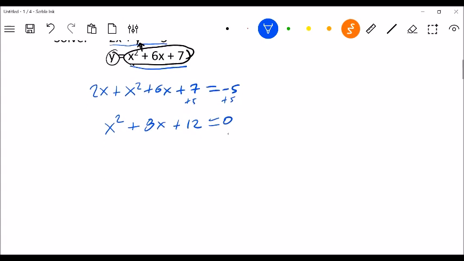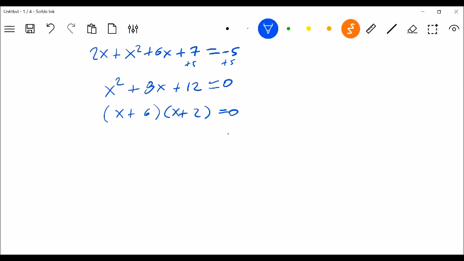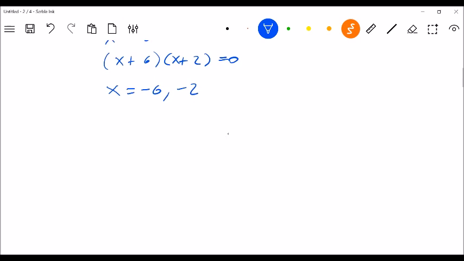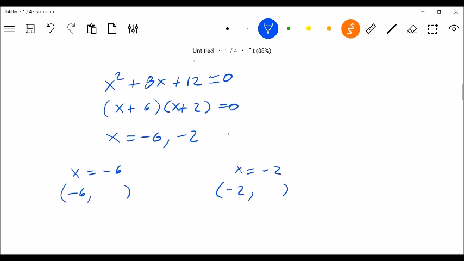We have a normal quadratic. We can factor this to x plus 6 and x plus 2 equals 0. What this does for us, it gives us 2 answers for x. Subtract 6 from both sides, subtract 2 from both sides, so we have 2 separate solutions here. The problem is now to find the y's that go with it. So what we're going to do is when x is equal to -6, that means a -6 here, or when x is equal to -2, so we have a -2 here, and we need to find the y's.